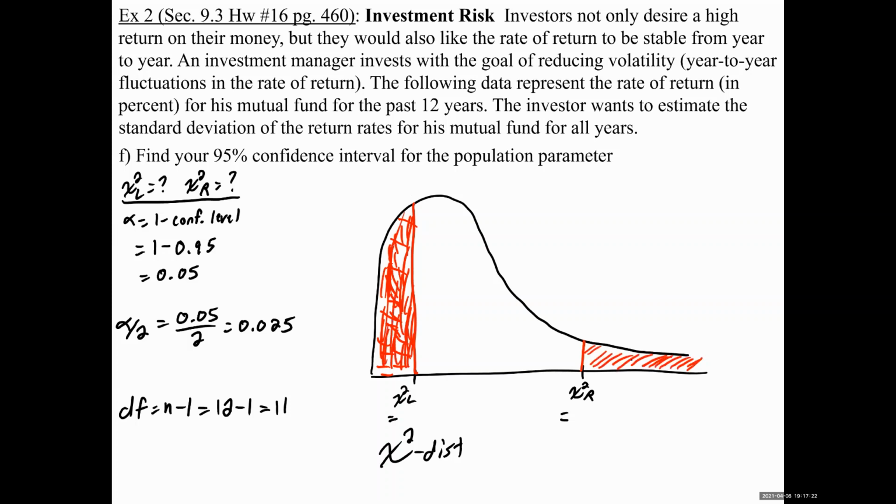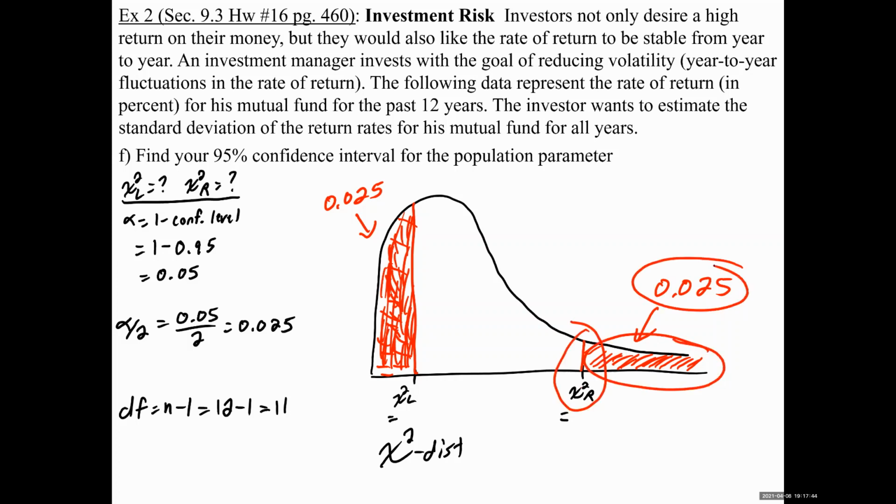Each of those areas is this alpha over 2. So this area here is 0.025, and this area here is also 0.025. Now, the way the chi-square table works, you need to know the area to the right of the number you're looking for in order to find it. So this number will be easy to look up because I know the area to its right is 0.025. So we're going to look up that one first. Area to the right, 0.025.